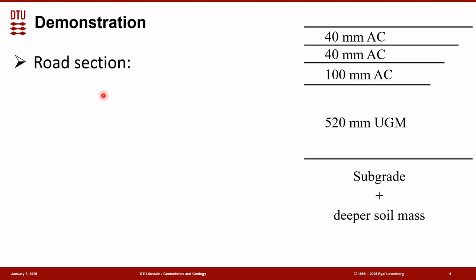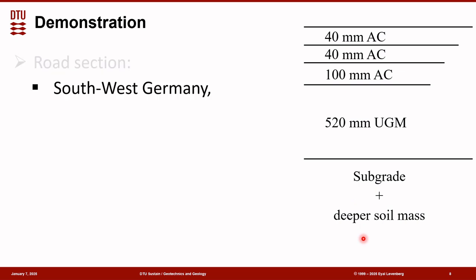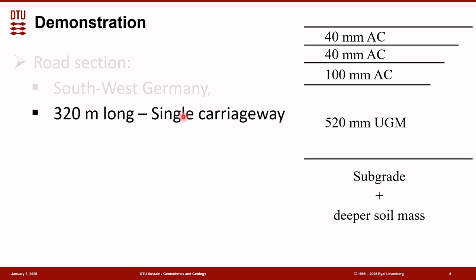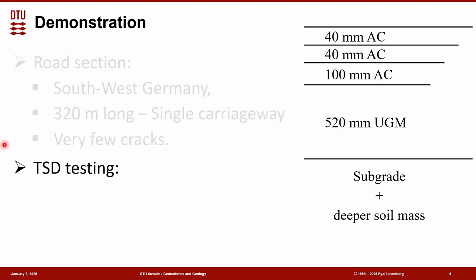Here's a demonstration. Here you have a road section with about 18 centimeters of asphalt concrete over 52 centimeters of unbound granular material resting on a subgrade and also a deeper soil mass. This cross section is referring to a real road located in southwest Germany, and in the demonstration we had the 320-meter long single carriageway section with very few cracks that was tested by the TSD.